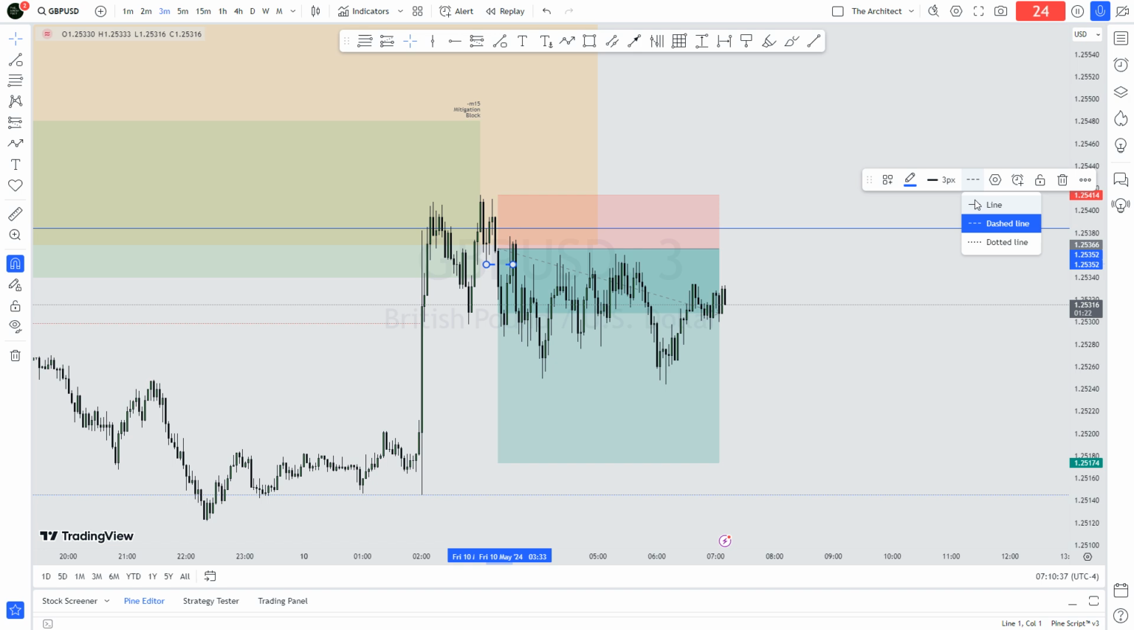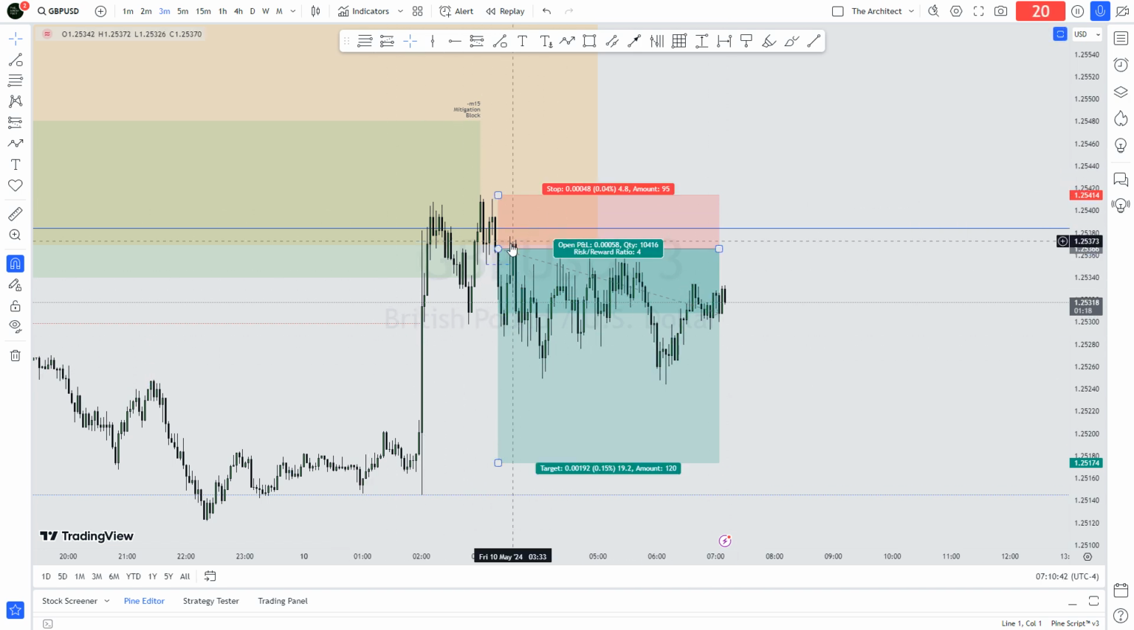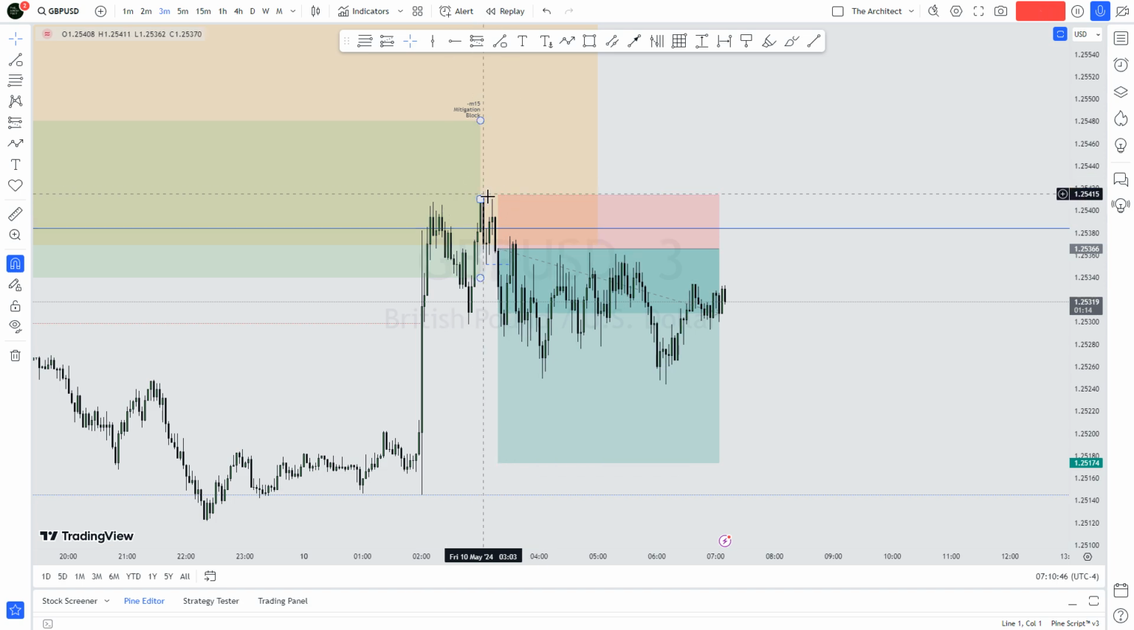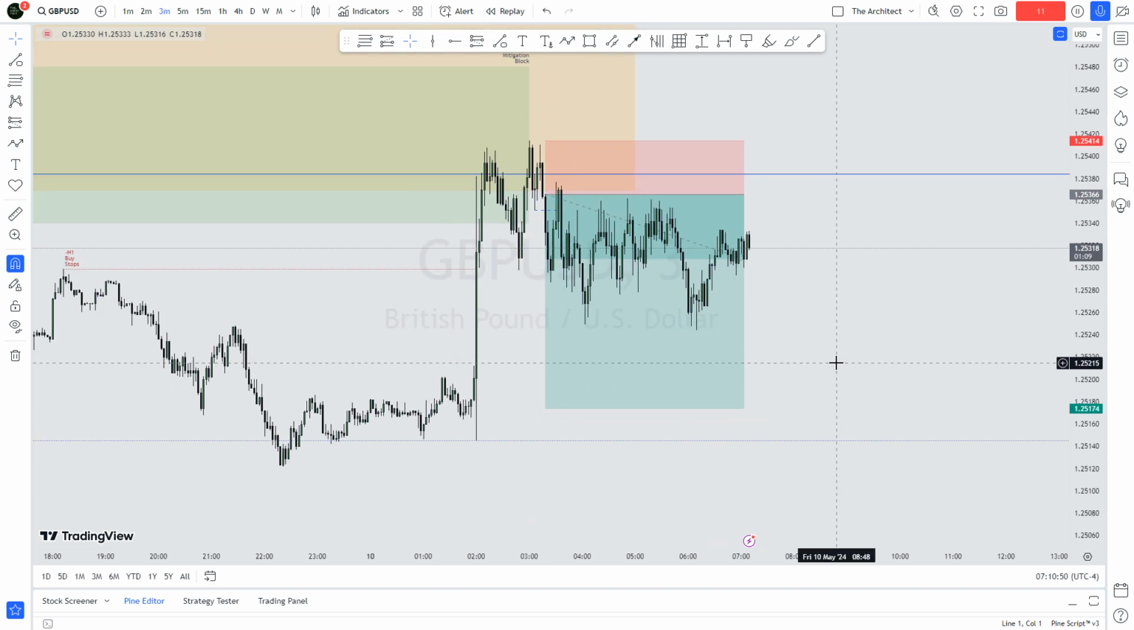And then after that market structure shift, I want to see price pull back into a fair value gap, in which there's the fair value gap. I'll put my SL at the high, and all I'll do is target 4% on that day.